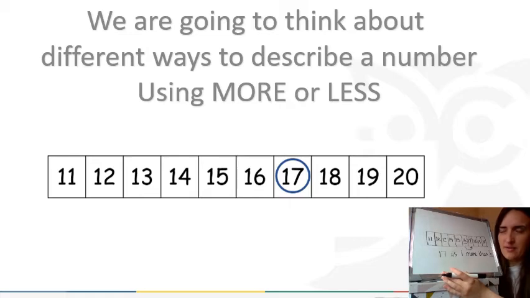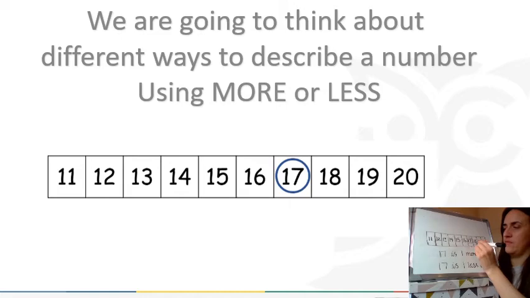How else could I describe 17? I could say 17 is one less than a number. 17 is one less than. Okay, I'm still circling 17 because that's my important number. What is 17 one less than? Remember, the numbers I need are just next to the 17, aren't they?